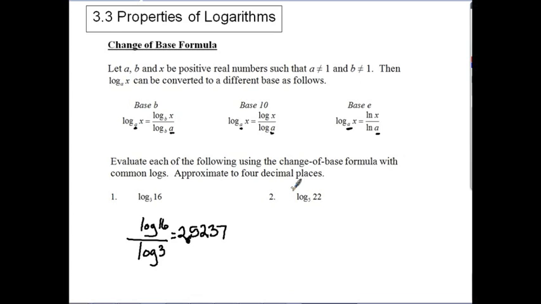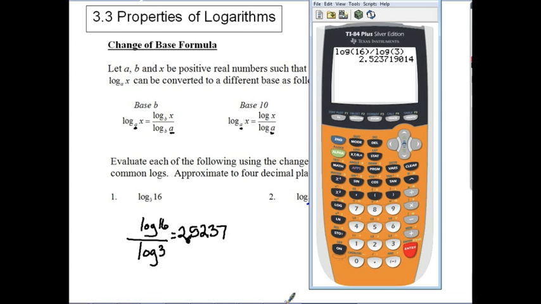Log base 5 of 22, for example number 2. So change the colors there. Now this time I'm going to do the natural log. So I'm going to do natural log over natural log. Now which one goes in the denominator? It's always the base, because it's in the basement. Natural log of 5 in the denominator, natural log of 22 up in the numerator.